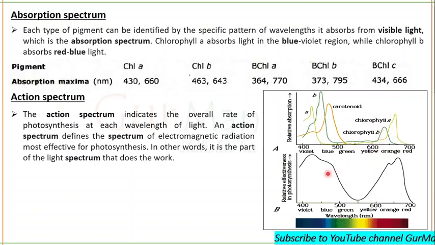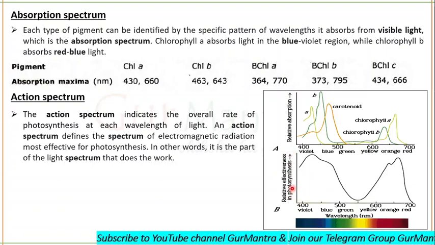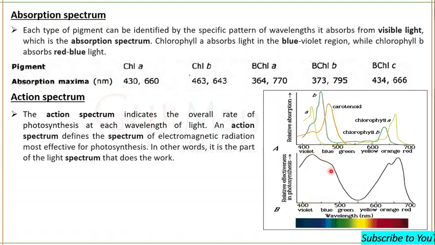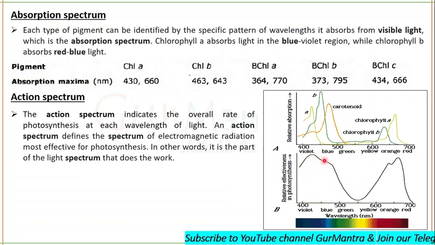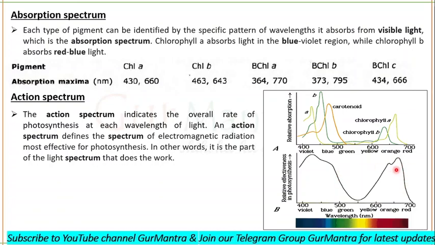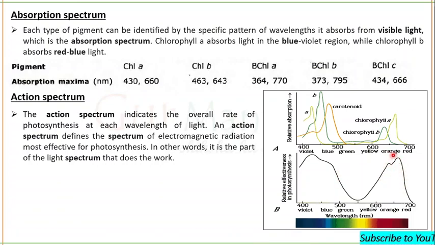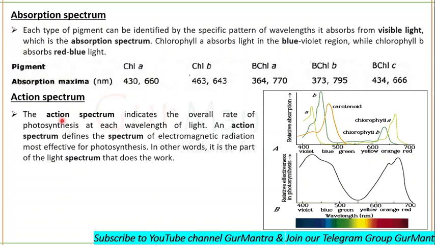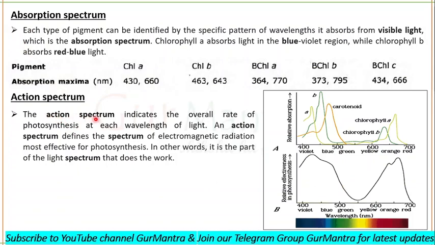And we can also see the action spectrum here, the relative effectiveness in photosynthesis. So we can see that here it is showing more in the blue region, violet-blue region, it is showing more photosynthesis. Then again in the red region we can see more photosynthesis here. Okay, so this is the absorption spectrum, this is the action spectrum. So okay, now what is this action spectrum?